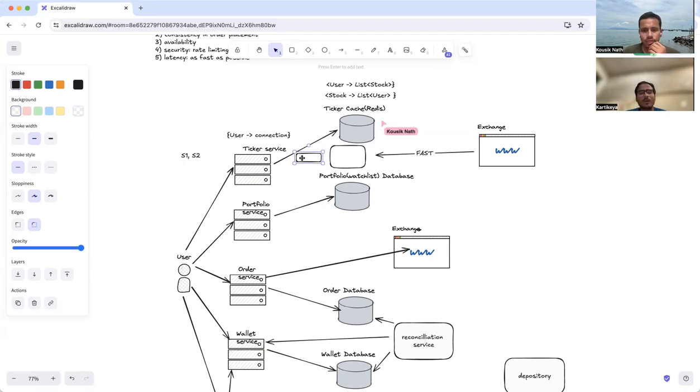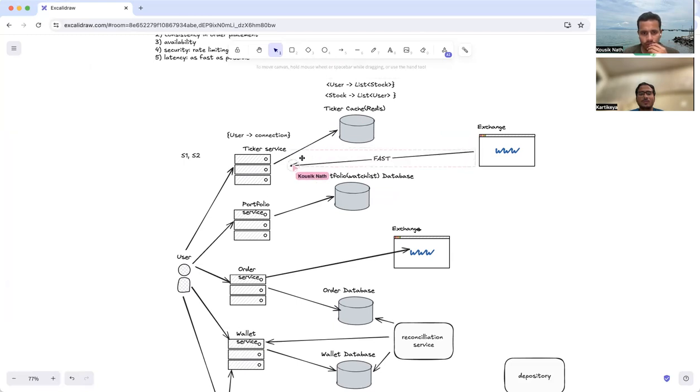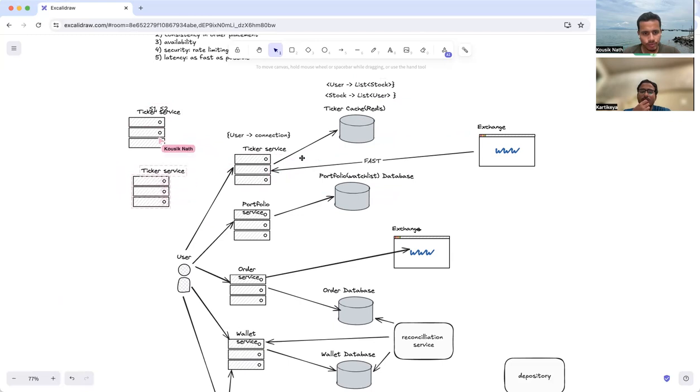I think we are overcomplicating here actually. Just to keep it a little simpler, what if we remove the queue and all these servers? What if this server only talks to the exchange, and this server also talks to the Redis cache? And for S1 and S2 that you talked about, users are connected to S1 and users are connected to S2. This is not the ticker server. This is S1, and this one is S2.